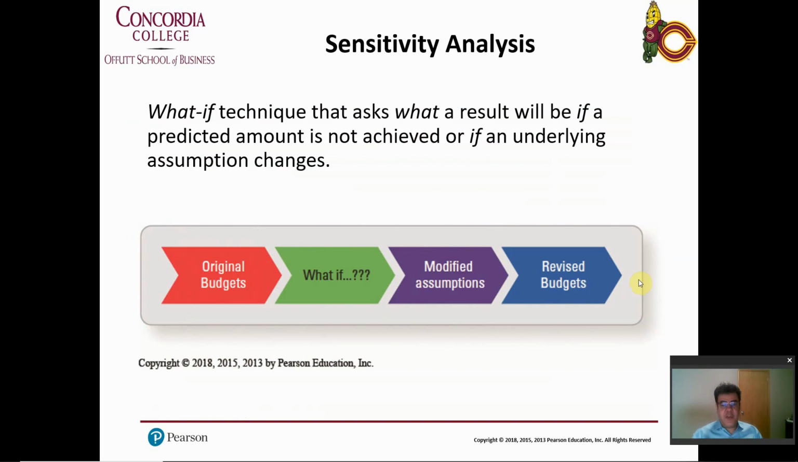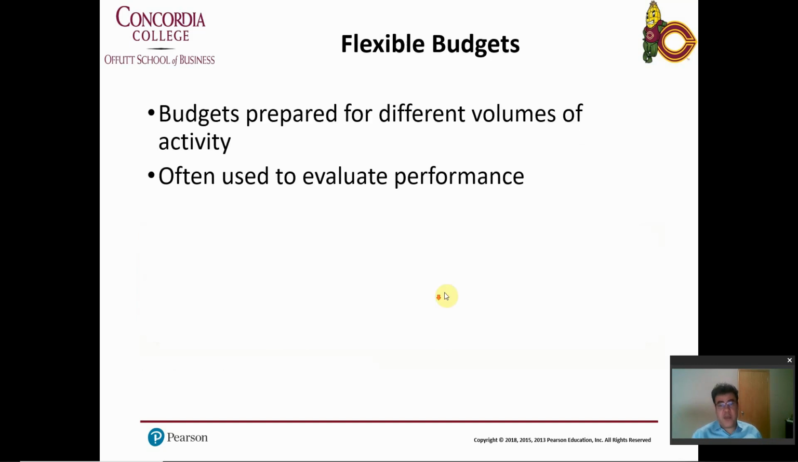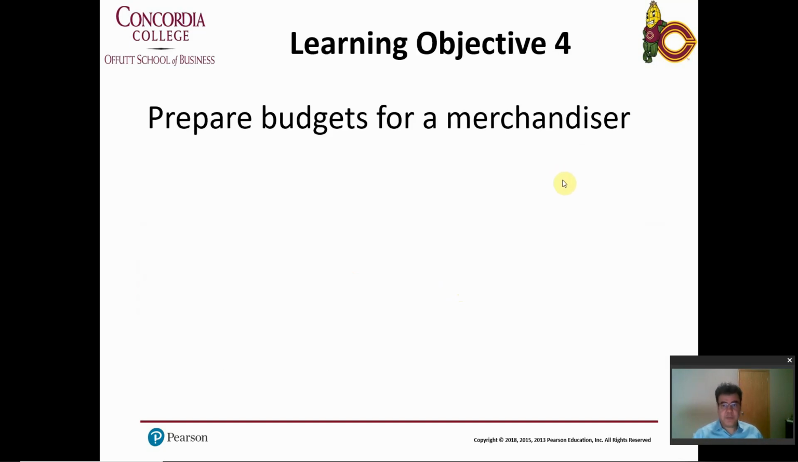And then we have here, what if we have a lot of formulas in our master budget? If we change, for instance, let's raise our price by $1. Let's see what will happen in our balance sheet. We can do that and so on. And then flexible budget, prepare for different volumes of activities often used to evaluate performance. So chapter 10, we will be talking about flexible budgets.